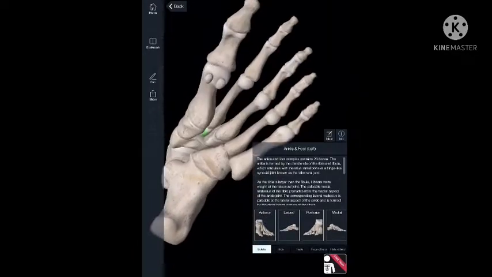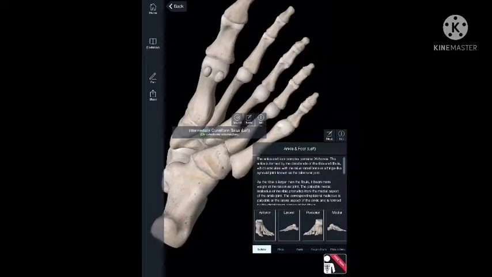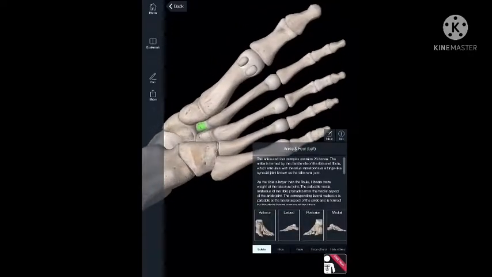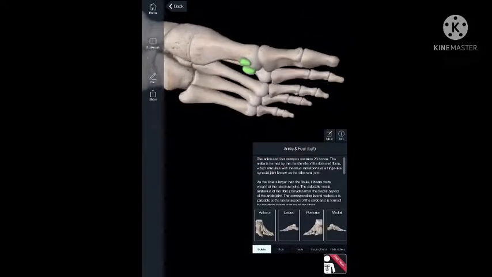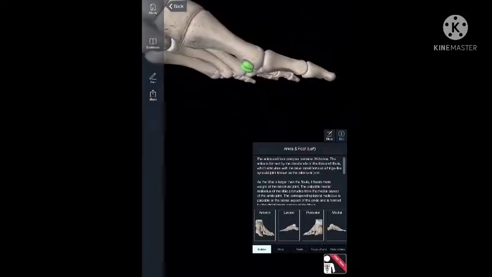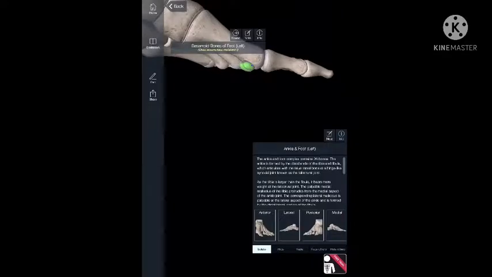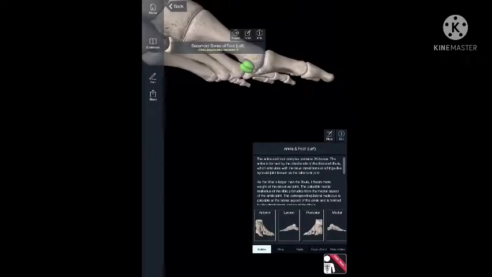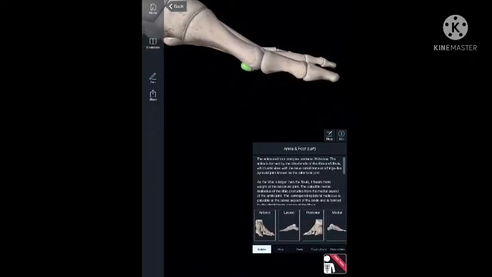Now, beneath the head of the 1st metatarsal are 2 sesamoid bones. These are small bones and they are detached from the foot. They are embedded within two tendons. These are seen on most adult foot radiographs and are a common site of fractures. That's why they must be demonstrated radiographically.